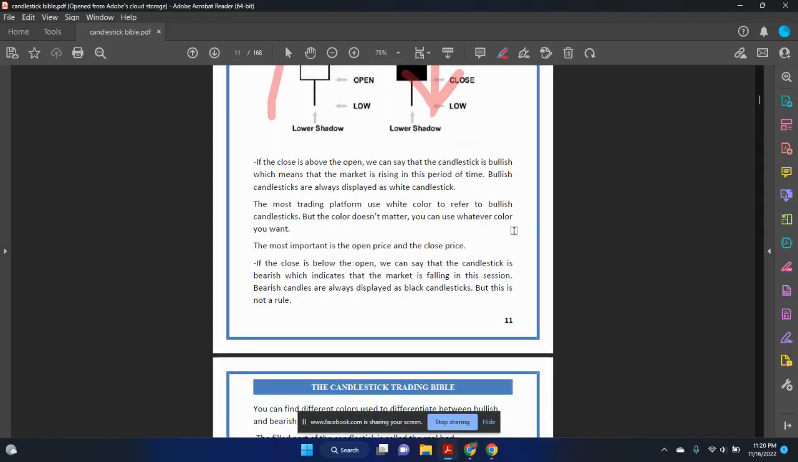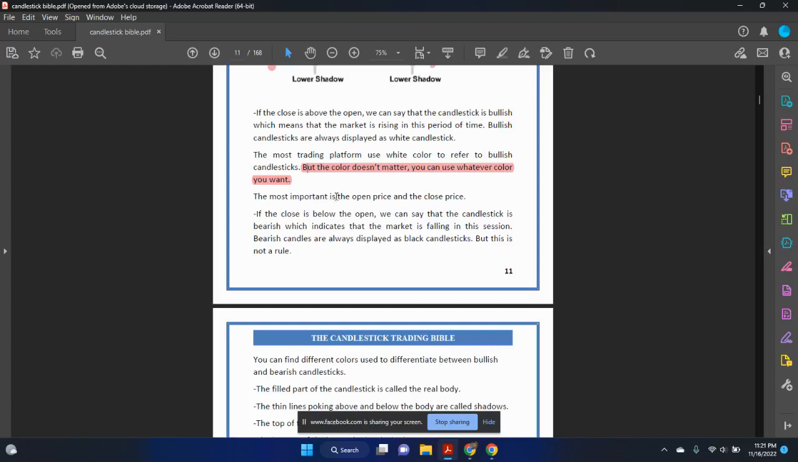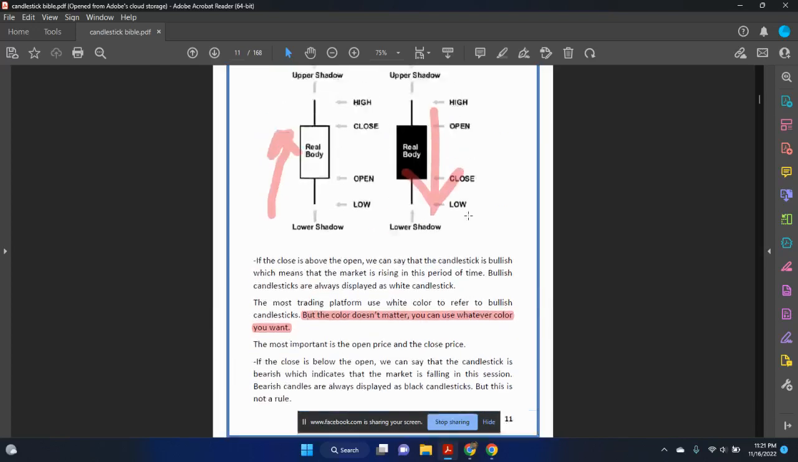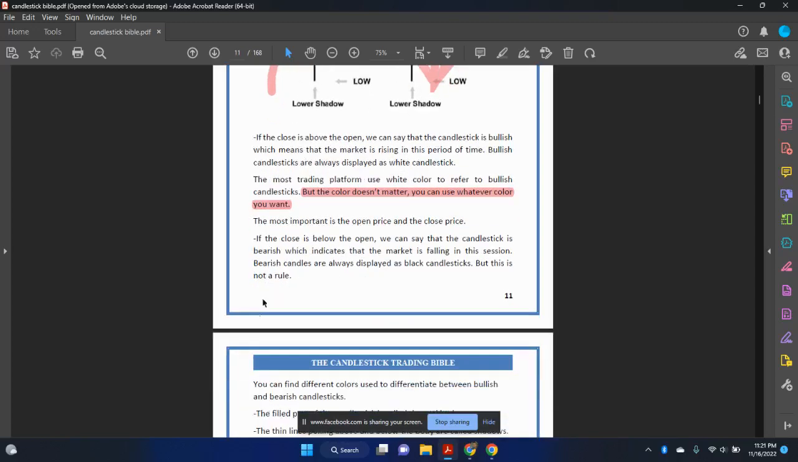Alright, so let's finish. Most trading platforms use white color to refer to bullish candlesticks, but here it goes, guys. The color doesn't matter. You can choose whatever color you want. I did not just say that out of my head. The book tells us the most important are the open price and the close price. Okay? Open price, close price. This is the most important thing to know.